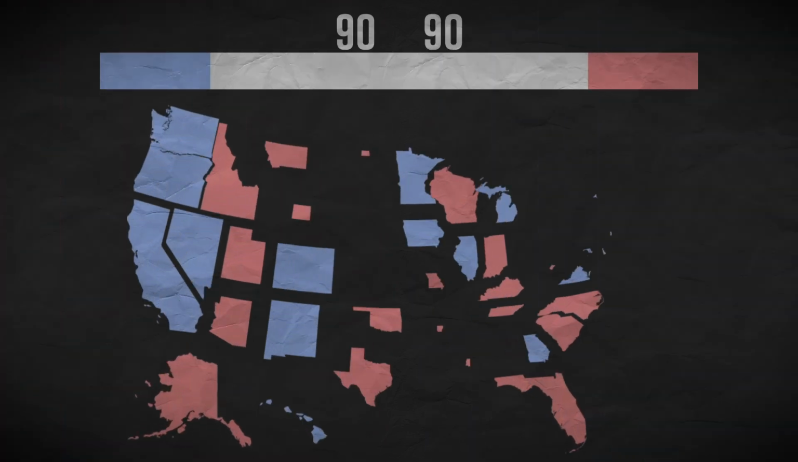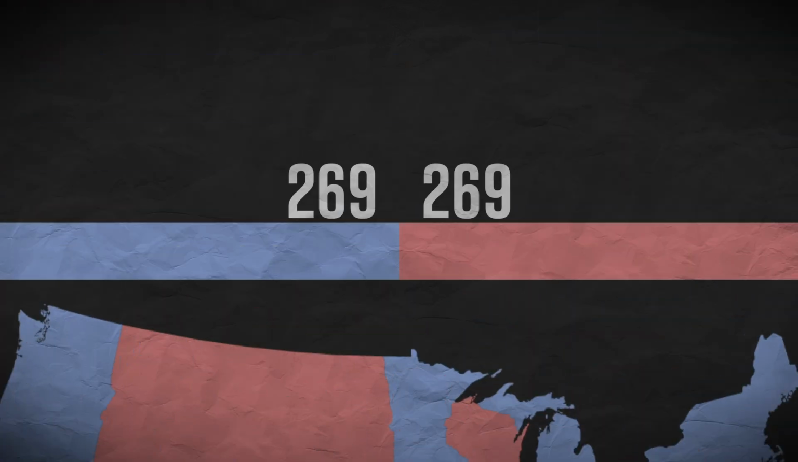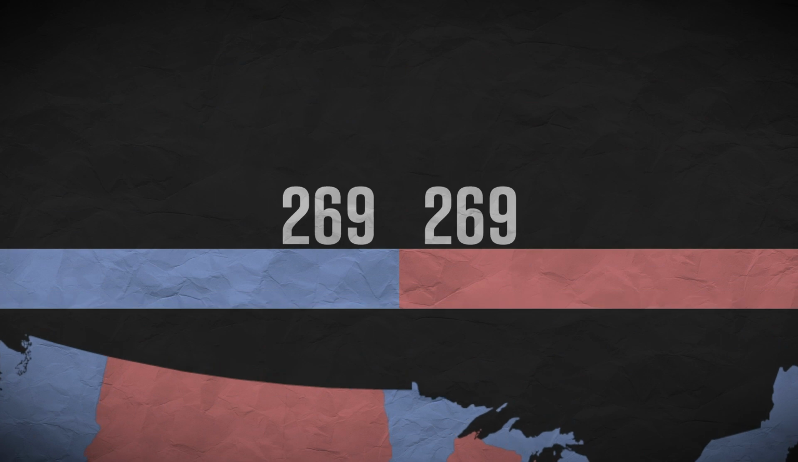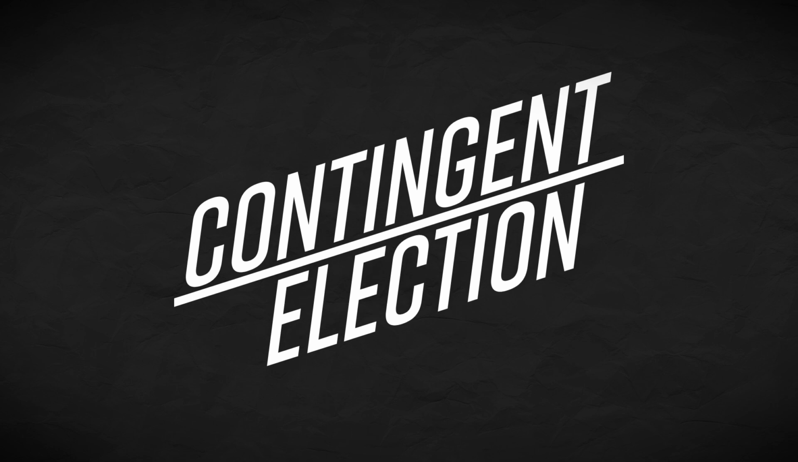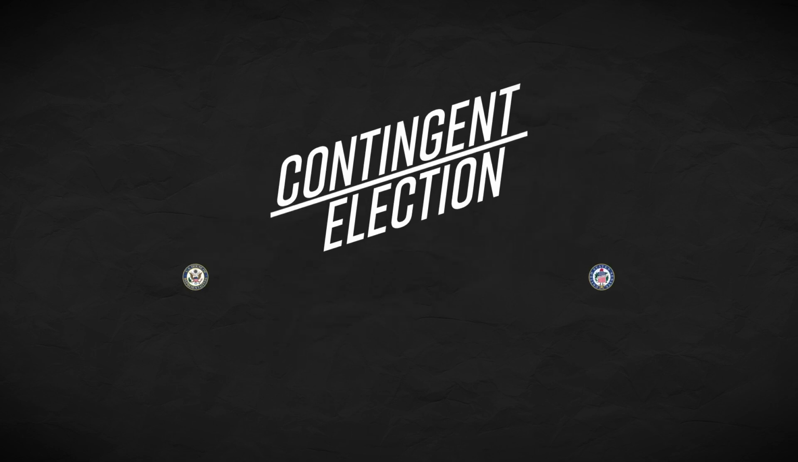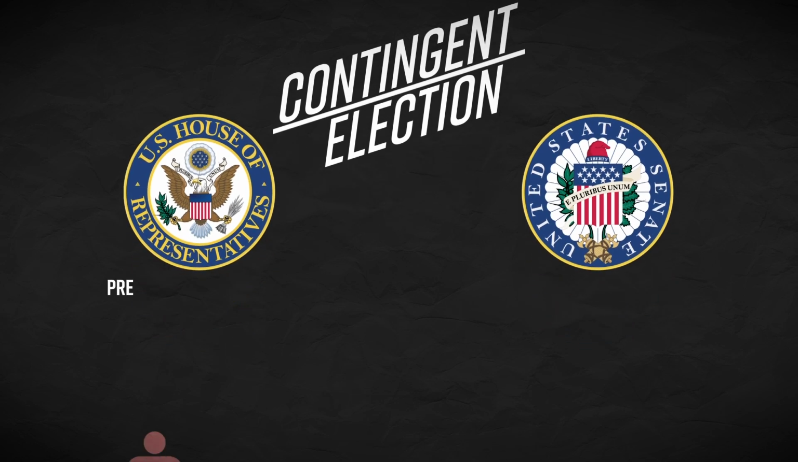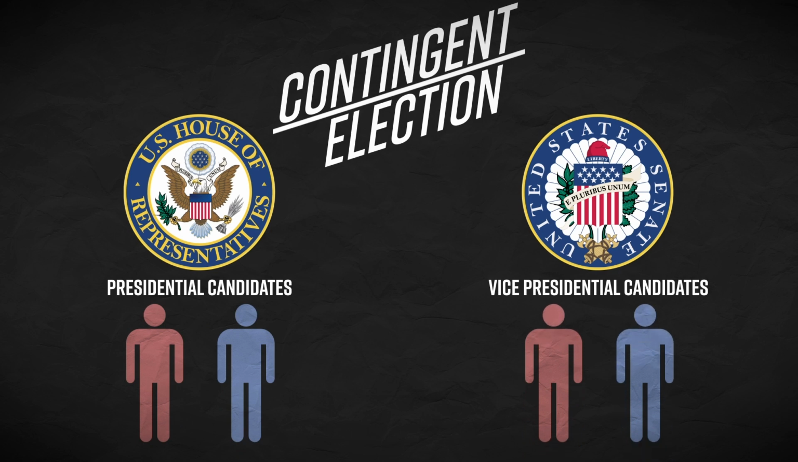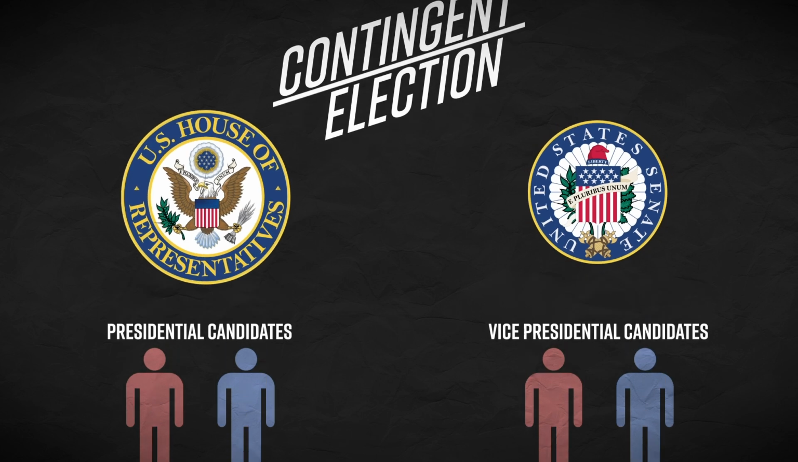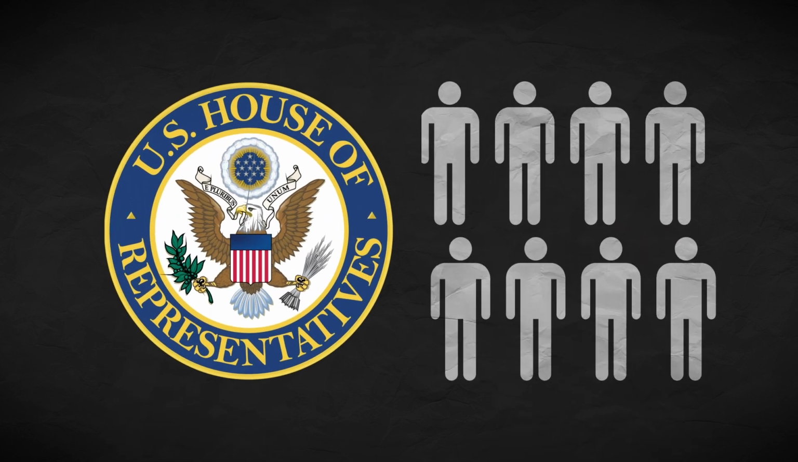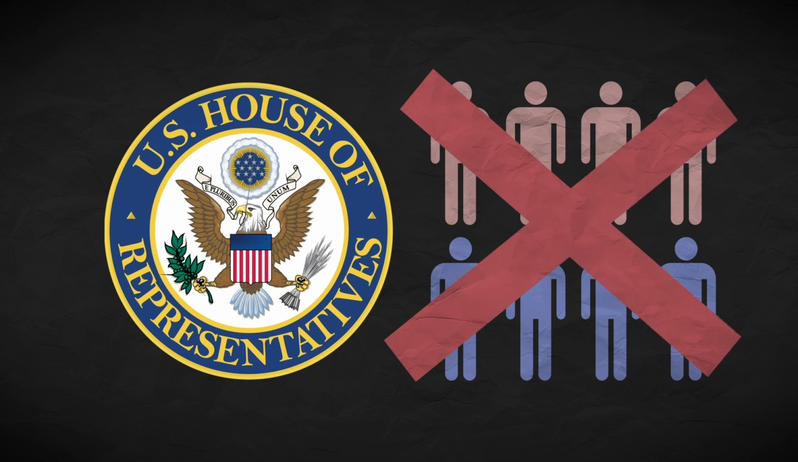When neither candidate for president receives at least 270 out of 538 electoral votes, the U.S. enters what is known as contingent election. This consists of the newly elected Congress meeting up and immediately voting on the top two candidates with the most votes in the Electoral College, with the House of Representatives voting on the president and the Senate voting on the vice president. However, when the House of Representatives votes on the president, they do not vote as individual members.